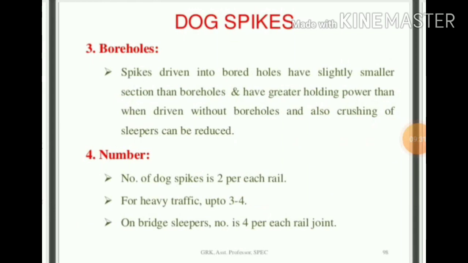And next is the bore holes. The spikes driven into bored holes have a slightly smaller section than the bore holes and have greater holding power than when driven without bore holes, and also crushing of sleepers can be reduced. Understand now? And one more thing we should know here: the number of dog spikes should be only two per rail, and for heavy traffic it may be between 3 to 4, and on bridge sleepers only 4 per rail joint you need to use.